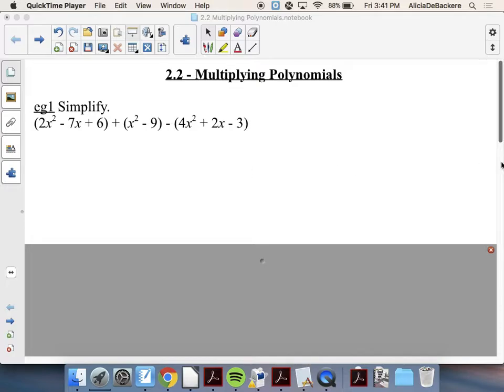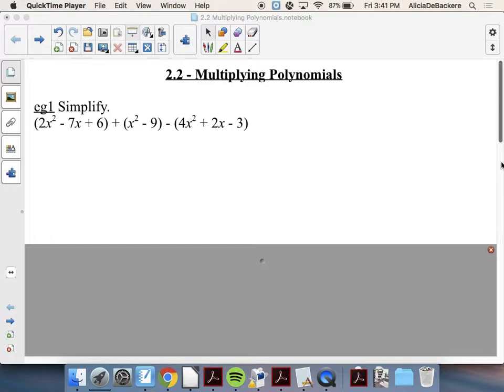So our first example here, we're going to take a look at an adding and subtracting polynomial, but I want to look at it in a different way. Yesterday we saw this same question, or a similar question, and I thought about adding everything in the second bracket or subtracting everything in the third bracket. Today I want to look at those instead as multiplication questions.